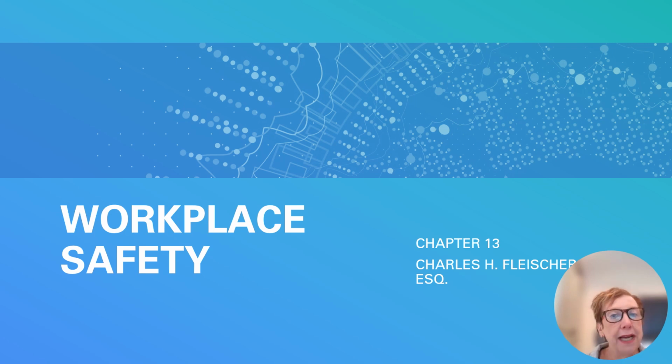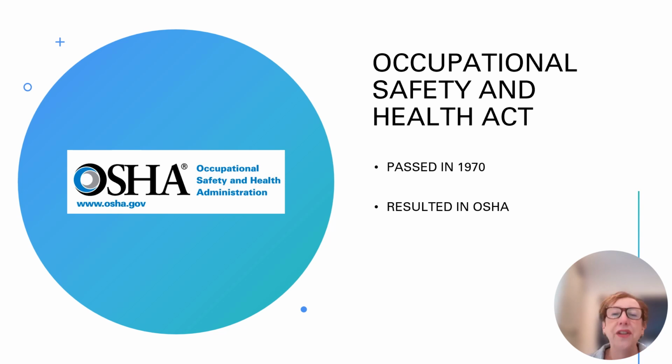Much of this information is review because some of this has already been covered in previous chapters. This chapter begins with a review of the Occupational Safety and Health Act, which was passed in 1970, and it resulted in the Occupational Safety and Health Administration, OSHA, being formed.